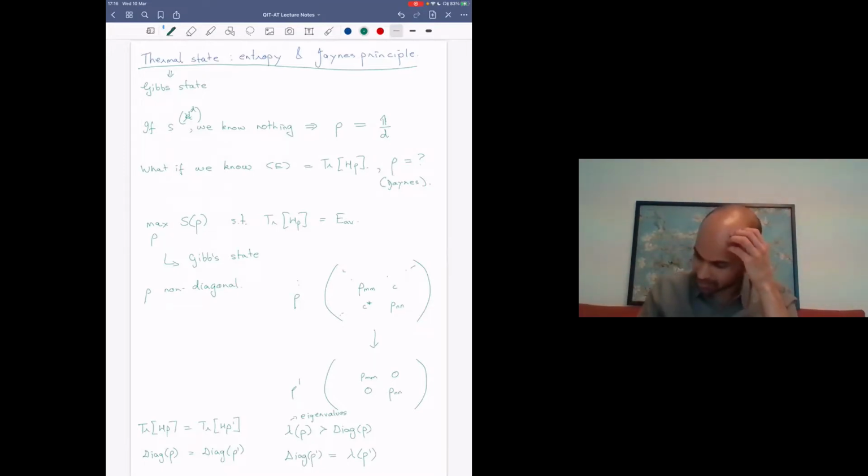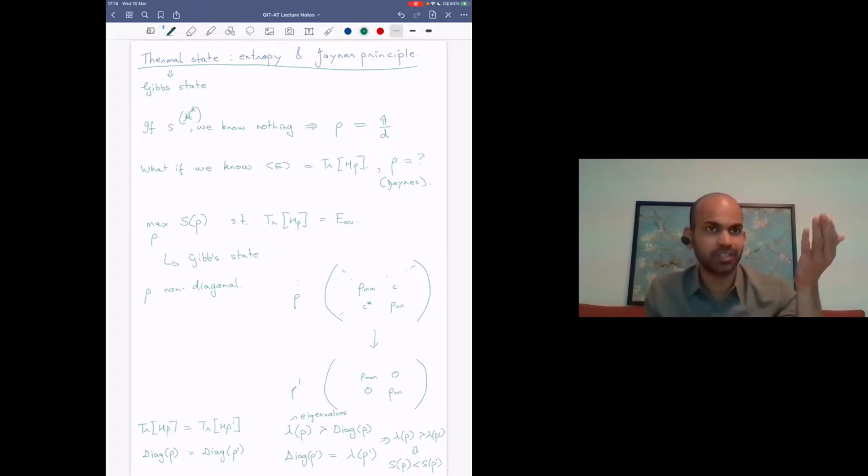If we connect all of these, it means that lambda of rho majorizes lambda of rho prime, which means that the entropy of rho is going to be less than the entropy of rho prime. And this is where Schur convexity comes into play. So I've taken a state which is off-diagonal in energy, kept the average energy the same, and increased the entropy.